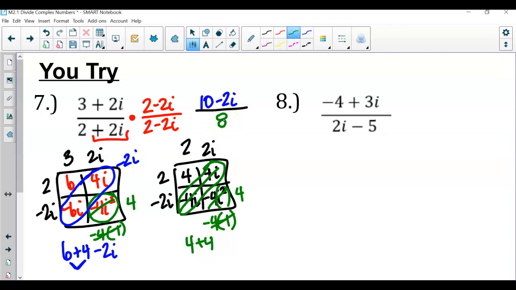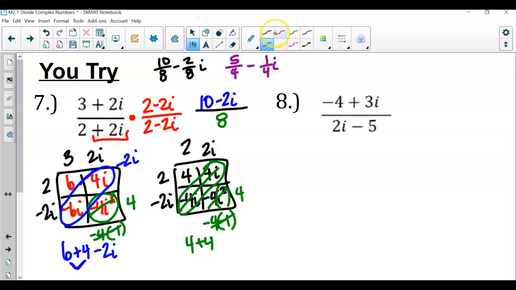Now we can simplify this, because see how every value is divisible by 2. I could also look at this as I've got 10 over 8, right, minus 2 over 8i. So if it helps you to separate them to see how they can be simplified. See how with 10 over 8, they're both even. So this is the same as 5 over 4. Divide both by 2. Then minus, same thing here, 2 over 8 is 1/4, so negative 1/4 i.